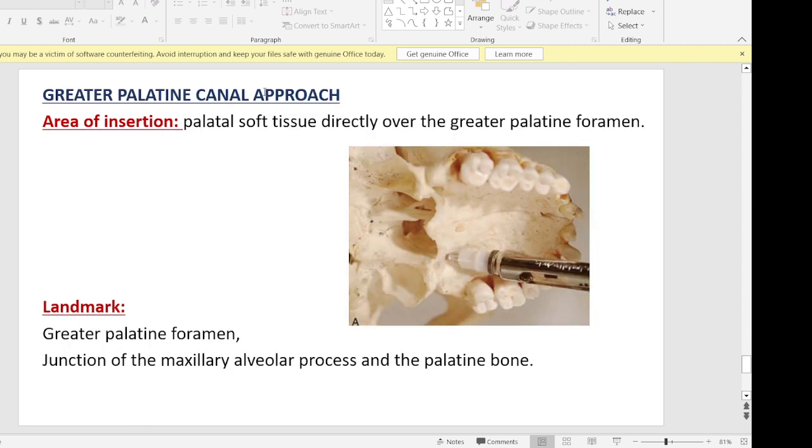And in the greater palatine canal approach, area of insertion is palatal soft tissue directly over the greater palatine foramen, and landmark is the greater palatine foramen and junction of the maxillary alveolar process and palatine bone. In both these approaches, 30 mm of the needle should be inserted inside the tissue and approximately 3 ml of solution should be deposited.